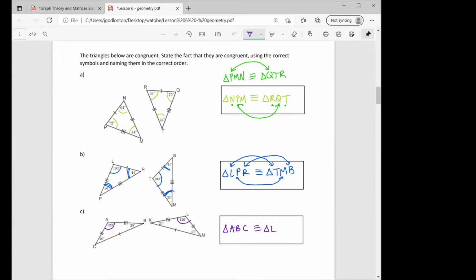Then I have B, which is 20, so I want K, which is 20, and then I have C, which is 40, and so I want M, which is 40. How did we do in this one? Okay, so let's write it a different way.